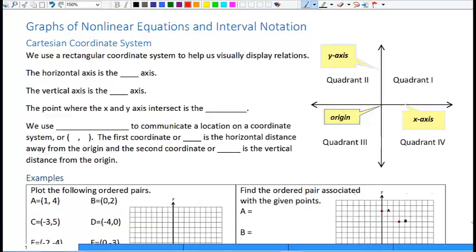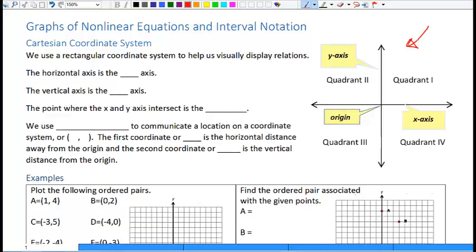Today's lesson is on graphs of nonlinear equations and interval notation. So first we want to introduce you to the Cartesian coordinate system, which is just a fancy name for the XY plane, which many of you have seen before, but maybe didn't know it was called the Cartesian coordinate system. We use a rectangular coordinate system to help us visually display relations, which we'll be talking about fairly soon.